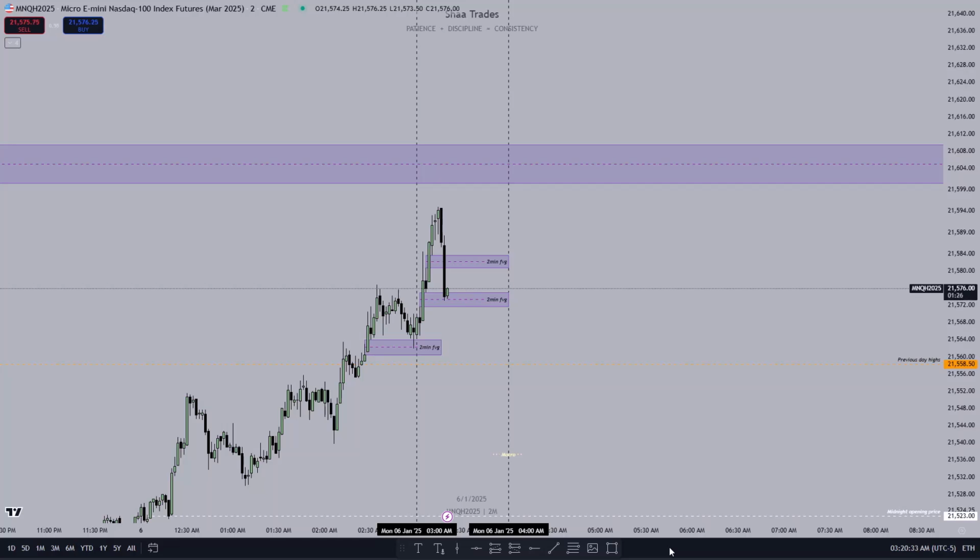So as ICT mentioned, we're not reacting to price, right? We'll let price do what it wants to do, and then if it gives us an opportunity, then we go in. Right now, I don't see anything. So I'm just trying to frame a setup from what's in the chart at the moment.